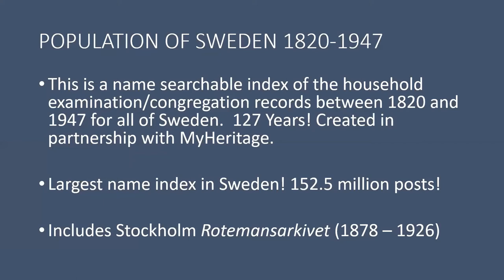Again, the most popular one is the population of Sweden, 1820 to 1947. This is a name searchable index of all the household congregation books between 1820 and 1947 for all of Sweden, 127 years, and it was created in partnership with MyHeritage. I'm getting quite a few questions of people asking what has been indexed of the church books. The household books are really like a yearly census, and these are really the gem of Swedish research. All of these have been indexed from 1820 to 1947, and they're available for all of Sweden.